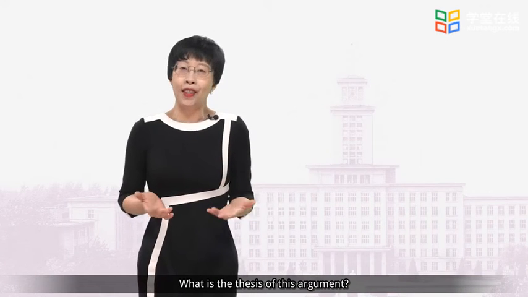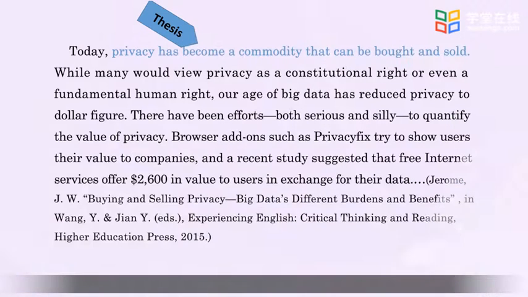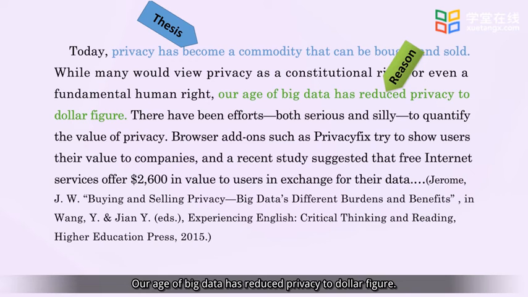What is the thesis of this argument? Privacy has become a commodity that can be bought and sold. It tells the reader what the author thinks. What is the reason? Our age of big data has reduced privacy to a dollar figure. This tells us why the author thinks privacy has become a commodity.